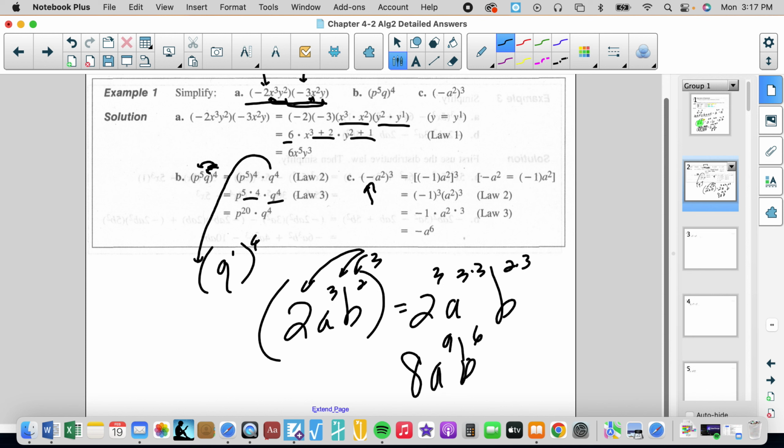So in this case, there's an invisible -1. I like that. And then we distribute that 3. Notice it's in parentheses. And -1 to the third is -1. You have 2a to the second to the third, which is 6. These are good questions, good examples.